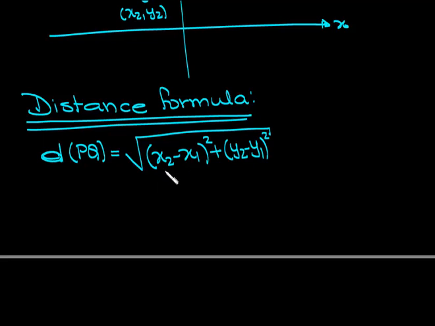You take the difference of the x values and you square them. You take the difference of the y values and you square them. And then you take the square root of that sum. Okay? And then we have another formula called the midpoint formula.